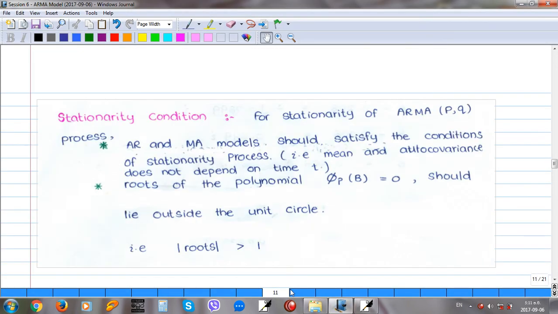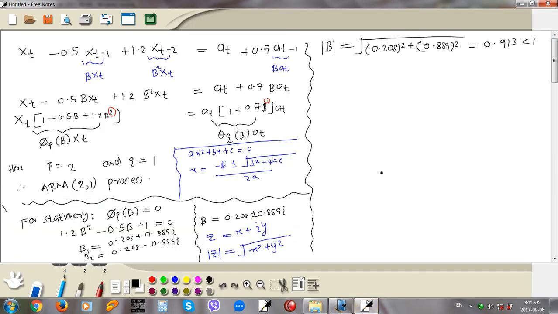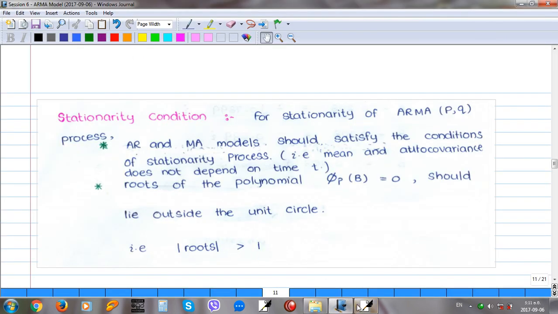Our condition is that for stationarity, the roots should lie outside the unit circle. Here the modulus is 0.9, which is less than 1. Therefore, what can you say? The given process is non-stationary. Why is that? Because the roots are inside the unit circle. If it were stationary, according to the theory, they should be outside the unit circle.